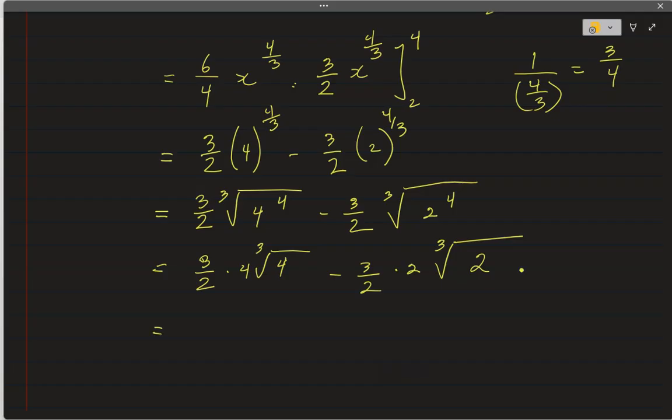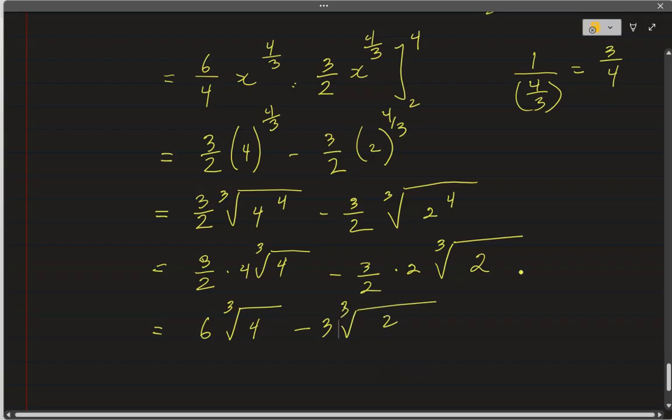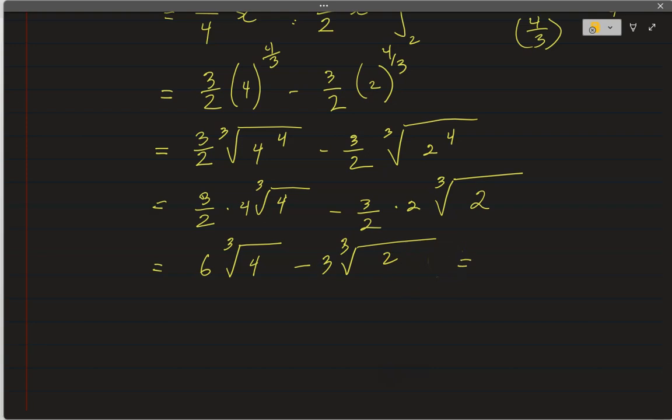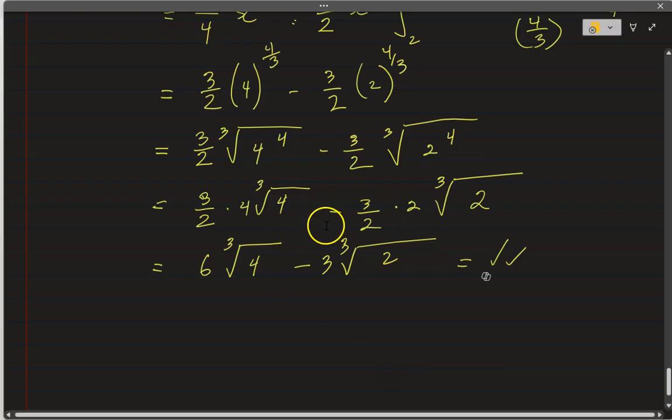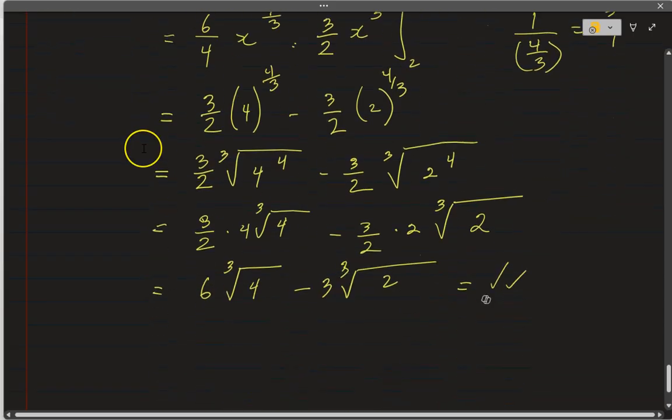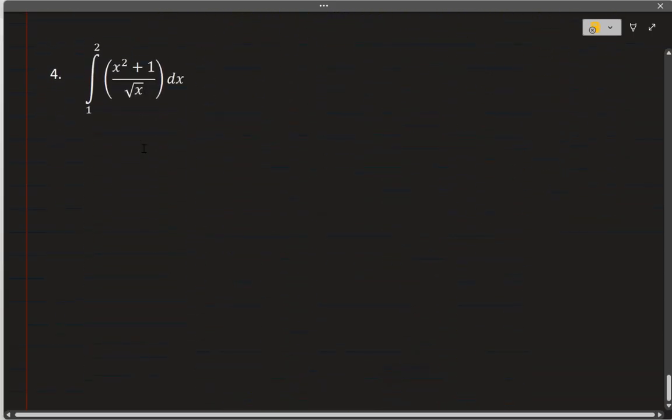And then the final answer for that one will end up being 6 cube root of 4 minus 3 cube root of 2. They're not like terms. We can't really do anything, and we have to take out our calculator and take the approximation, and I'm going to leave that with you. Okay, and that's the answer to the last question, number 3. Okay, very nice. Let's look at another one, and the last one, and this is a little bit more involved.